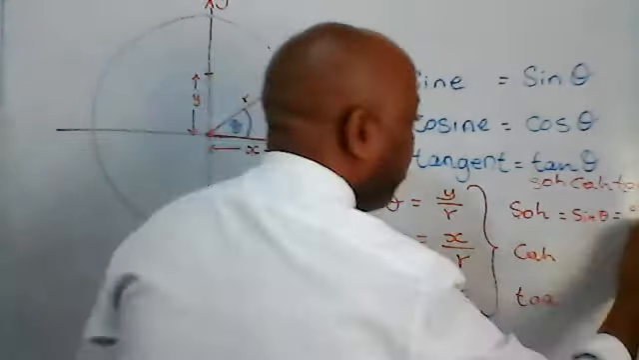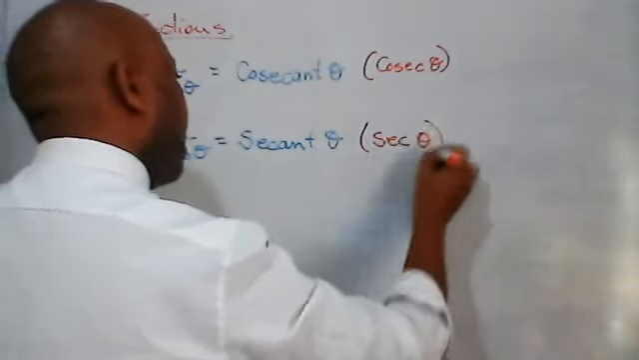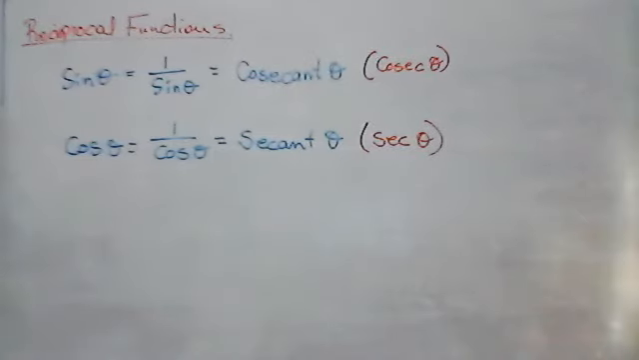Okay, so the reciprocal of sine theta is 1 over sine theta, and the special trig name for that reciprocal is cosecant of theta, also abbreviated as cosec. The reciprocal of the cosine of theta is 1 over cos theta, which has a special name, secant theta, or abbreviated as, nice, 3 letters, sec of theta or secant of theta.